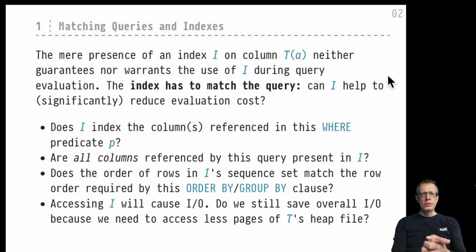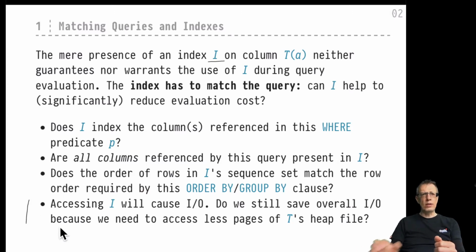Okay, so only the mere presence of an index. So I've got an index I now on some table T, and its column A. The presence of this index does not guarantee that the queries on this table will actually be sped up. There has to be a good match between the query and the index. Will the index really be helpful in reducing query evaluation cost? And will it reduce the evaluation cost in a significant fashion so that the effort of accessing the index is really worth it? This is actually the last point on this particular slide.